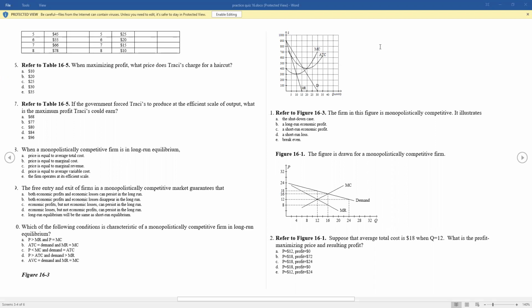If I was summarizing what I think: know how to figure out the efficient scale. Graphically, it's where MC crosses ATC. It's total cost divided by quantity if you get a chart. Know that chart, and be able to fill everything out. Know all the possible questions on these graphs, and then you have to know the characteristics. All right, good luck on the quiz. Hopefully this is helpful.